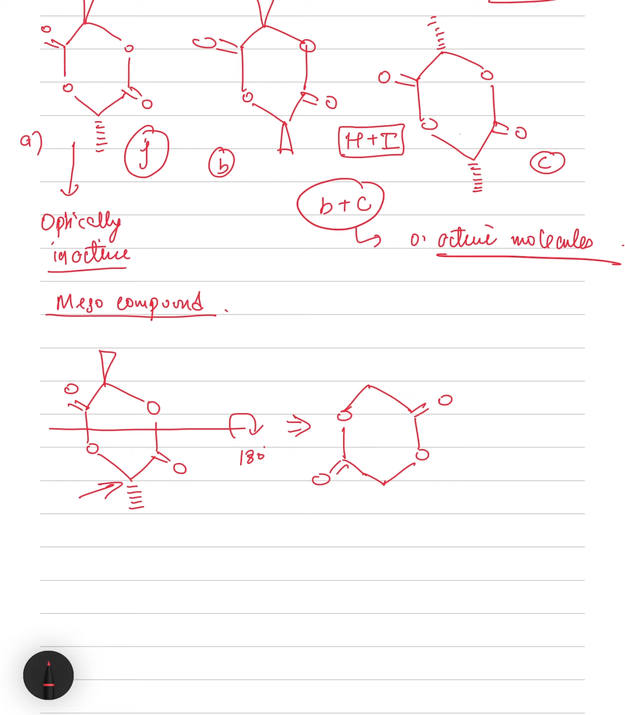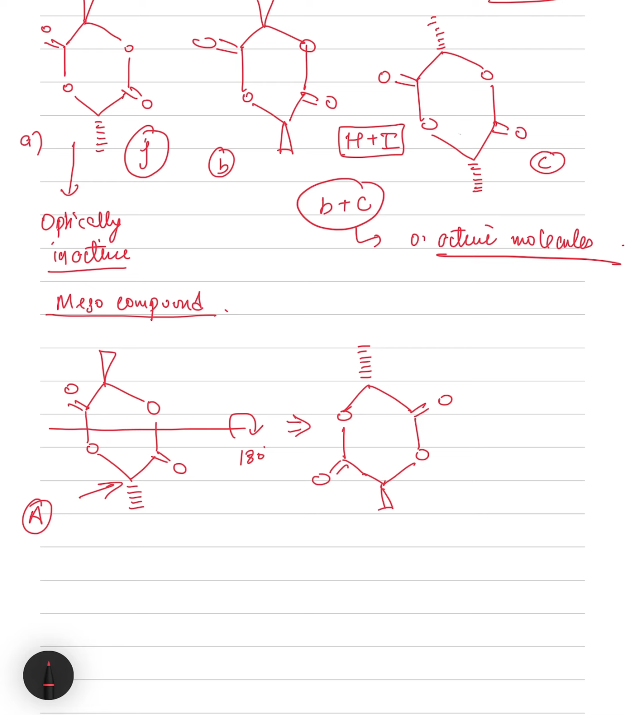Here, at this carbon, we have the CH3 group at the wedge position. The dash position will become wedge, right? And the upper one will become dash. Now, once we have rotated around a particular axis at a particular angle, try to find the mirror image of this obtained molecule.